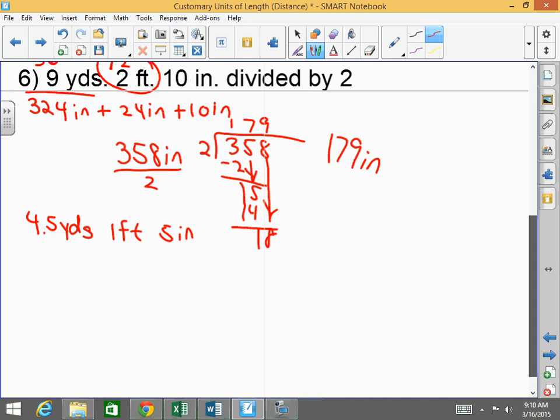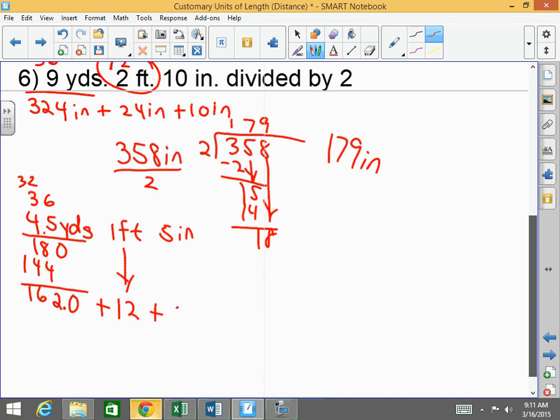Now, let's see if it does make sense. 4.5 times 36, let's see. We've got 0, 3, that's 180. 4, 2, that's 14. So that's 0, 2, 1, 6, 1, and I got 1, so 162 plus 12 inches plus 5 inches. So 162 and 12 is 174 plus 5, 179 inches.